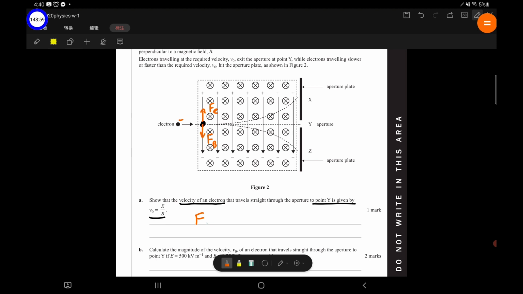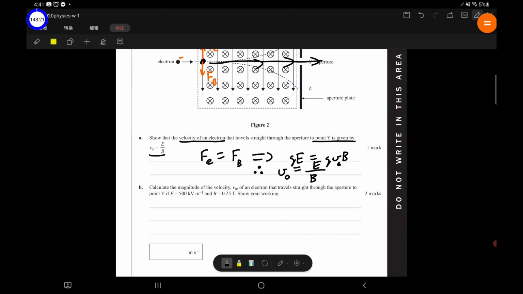All right, so we have that Fe, I'll use a different color, is equal to Fb, since our forces must balance out for our electron to move undeflected. And since our charges cancel out, we have that the speed is equal to the electric field strength over the magnetic field strength. All right, so let's move on.